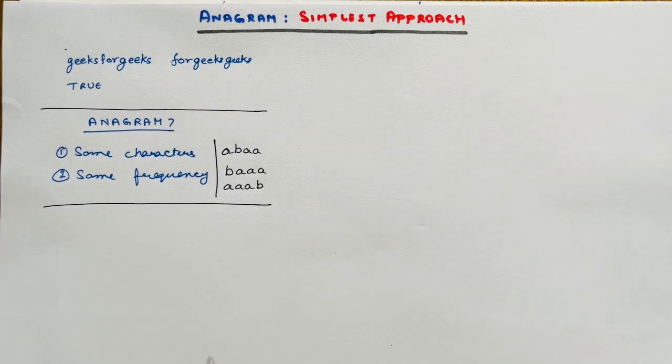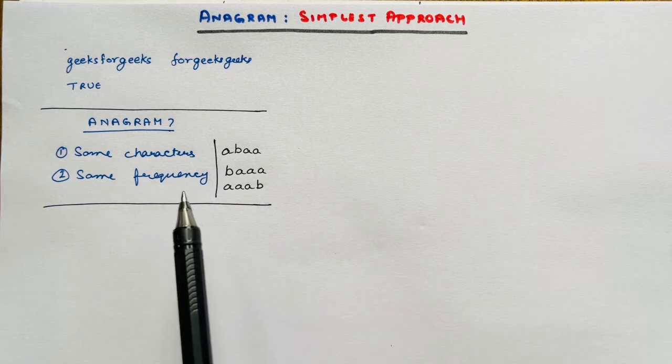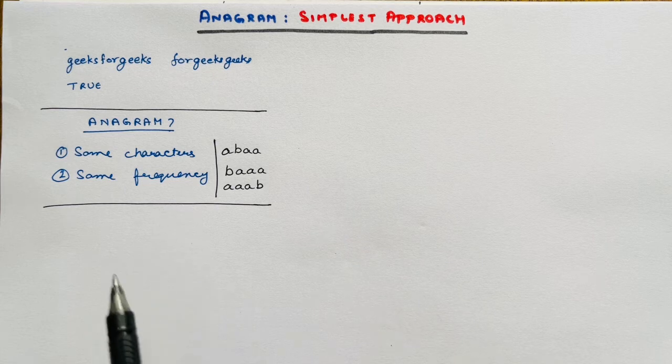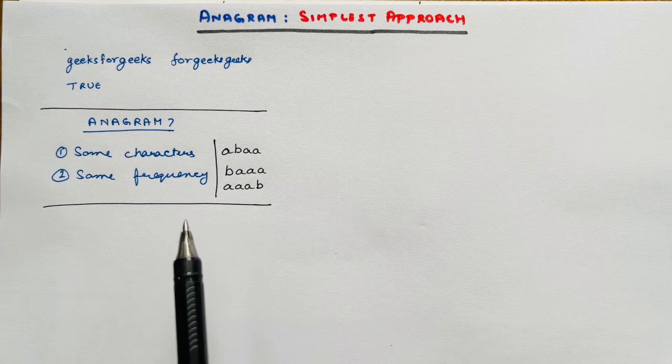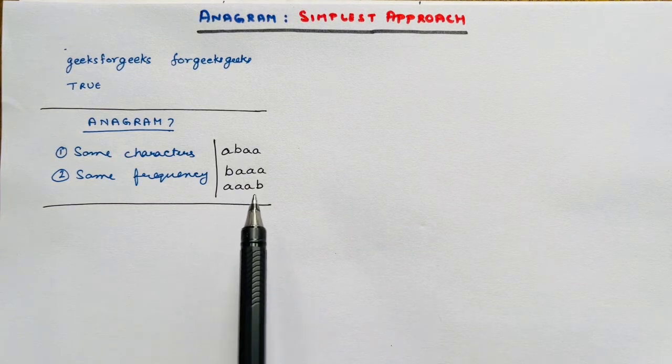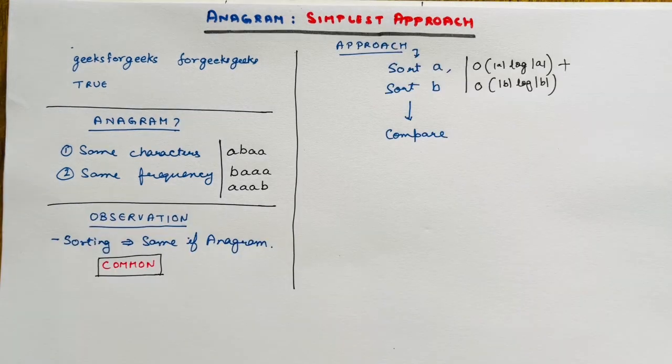Now let us think about our original problem. How do we check if the two strings are anagrams of each other? Now with these properties that the characters should be same and frequencies should be same, can we not say that if we sort each of these strings, they will all result in same string? All of these will convert to this AAAB. This is a very common observation that if the two strings are anagram, we can sort them and that will result in the same string. This can be used in multiple problems relating to anagram.